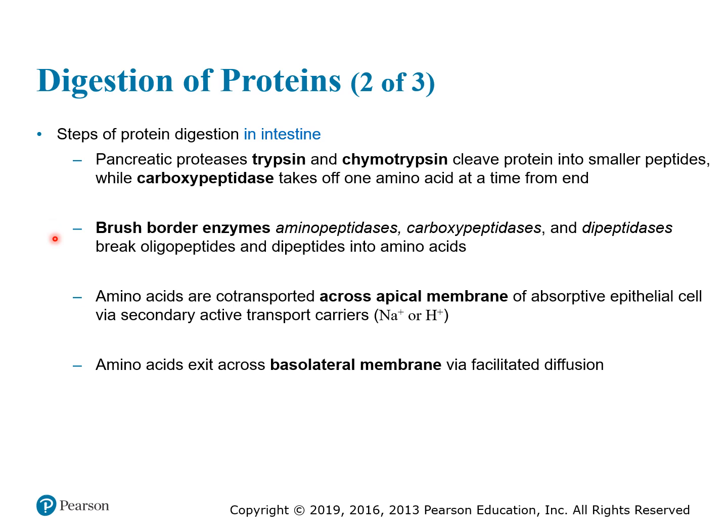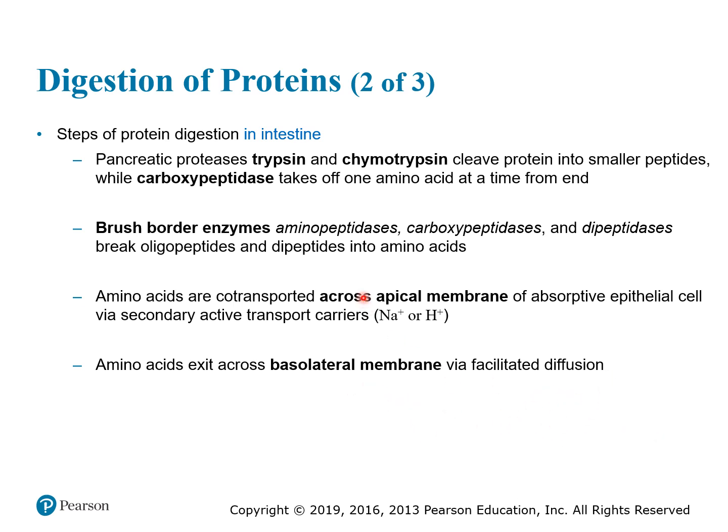And then we have brush border enzymes, which are aminopeptidase, carboxypeptidase and dipeptidases. They break down oligopeptides and dipeptides into amino acids. Now, amino acids are co-transported across the apical membrane via sodium or hydrogen. Along with the amino acid, the sodium or the hydrogen goes in, and this is secondary active transport. It means that the energy is coming from the sodium potassium pump, which is acting at the basolateral surface. And then the amino acids exit the basolateral surface via facilitated diffusion.